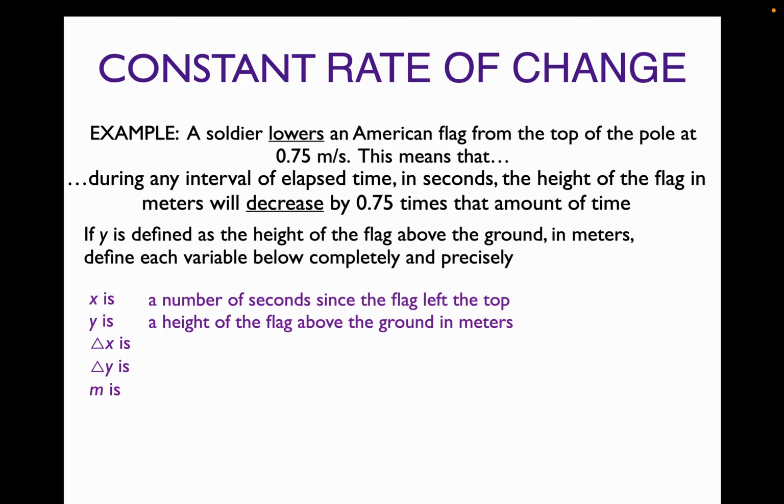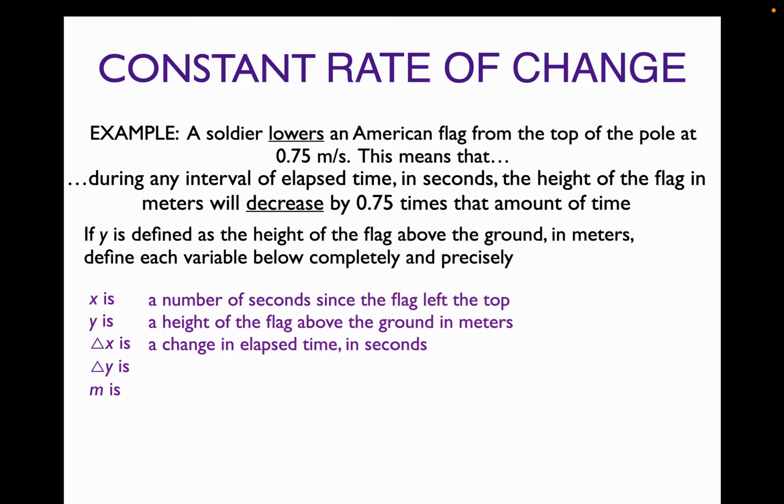Doesn't matter if it was time 2 through 7, time 1.8 through 9.2, time 0 through something. We can have a delta x, an interval of time measured anywhere while this flag is being lowered. It doesn't really say how long it took, but since it's being lowered pretty slowly, we can just imagine x, this number of seconds, is at least a couple of minutes long, at least like 100 seconds or so. So a change in elapsed time or an interval of elapsed time.